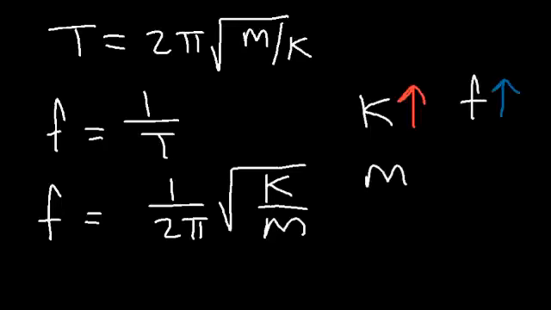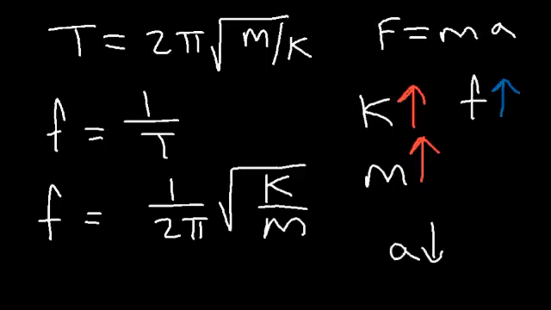Now, if you increase the mass, the object requires a greater force to move it back and forth. But if the force is constant, as you increase the mass, the acceleration will be reduced. And so it's going to be moving slower, so to speak. Therefore, the frequency will be reduced.